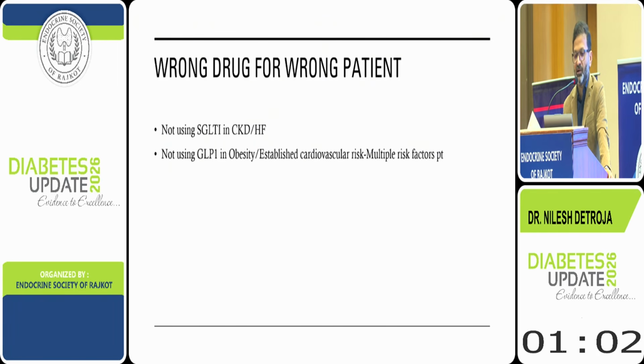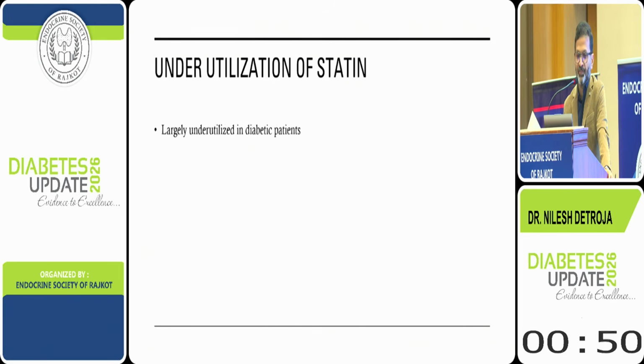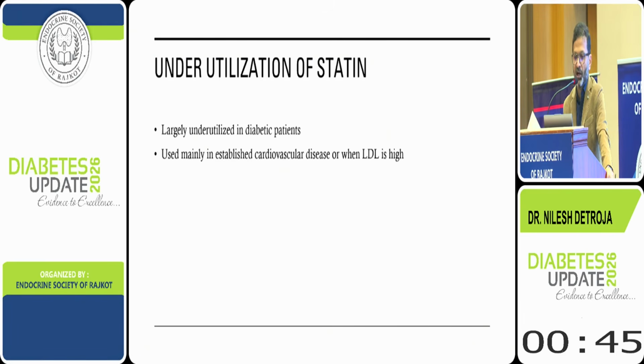So, wrong drug for the wrong patient: not using SGLT2 in CKD or heart failure, not using GLP-1 based therapy in patients with obesity and established cardiovascular disease, using pioglitazone in patients with edema and heart failure, using sulfonylurea in the elderly, using sulfonylurea as first line therapy. Statin, we are largely underutilizing in diabetic patients.